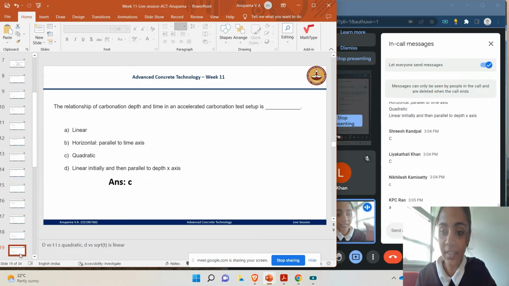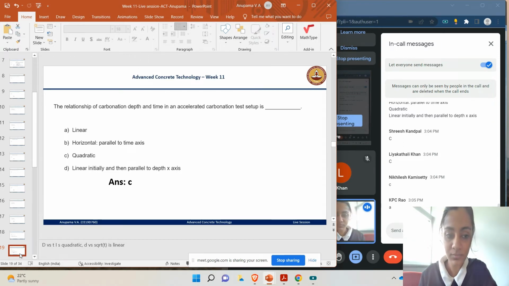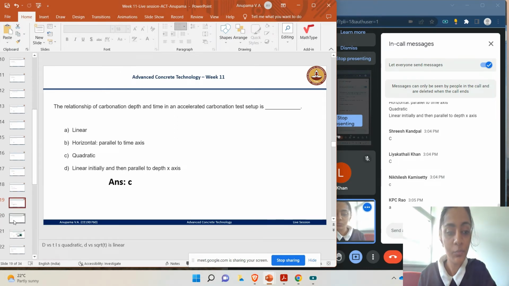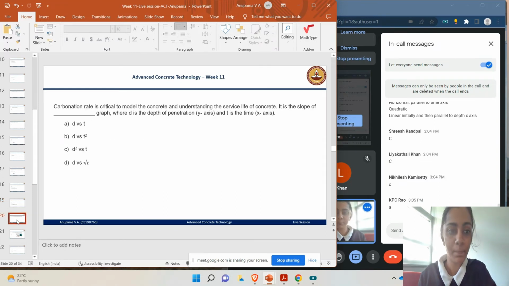So when you said linear, that is correct, but that is in the d versus root t graph. If we are plotting it with root t, it is a linear graph, but with time, it is a quadratic graph. I hope that is clear. So, moving on to the next question, which is also related to the same.